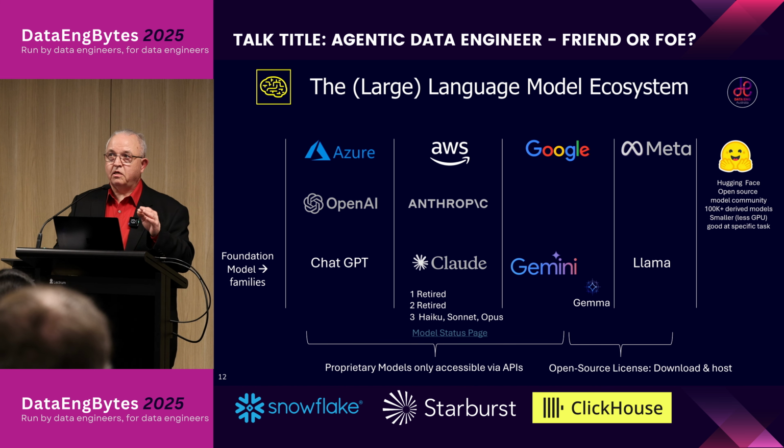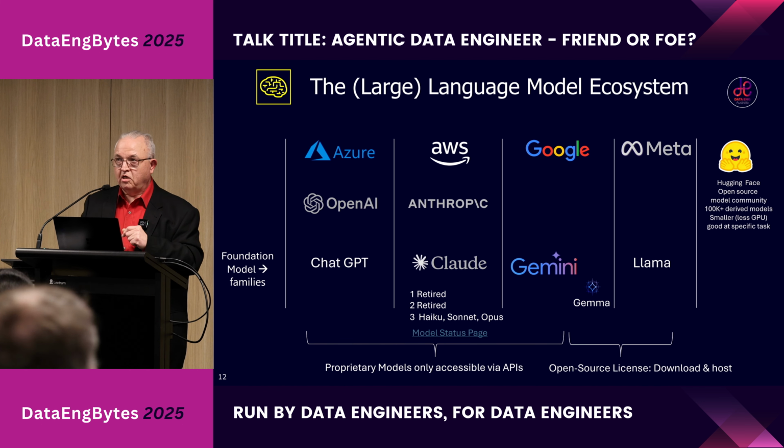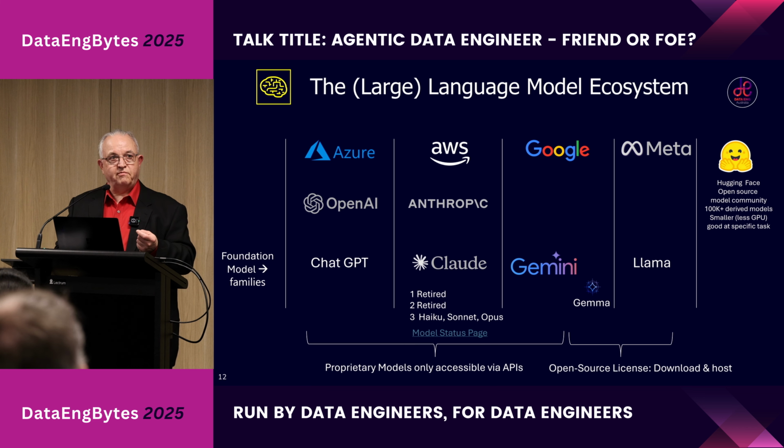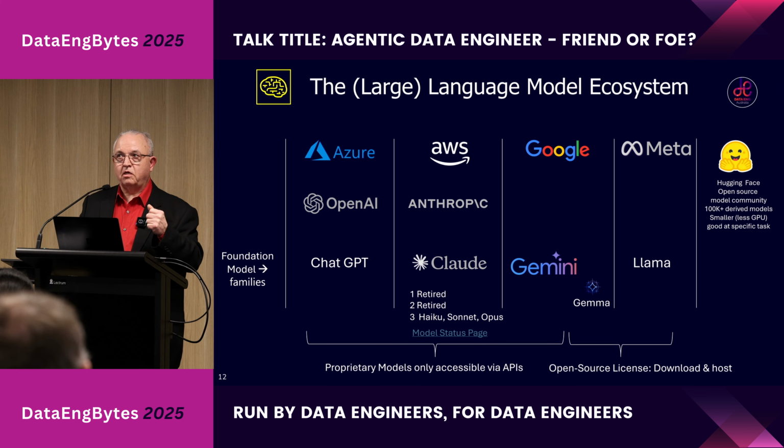And then on the right hand side we have Hugging Face. Hugging Face is not a foundational model provider, but it's the center of the ecosystem. All the models are kind of published through there. There are hundreds of thousands, if not a million or more, specialized models there. They are smaller because they are built from, fine-tuned, or knowledge distilled from the larger models.